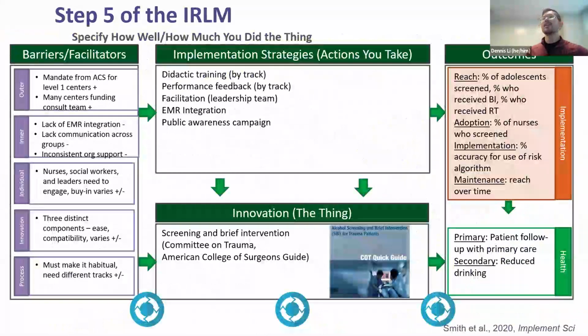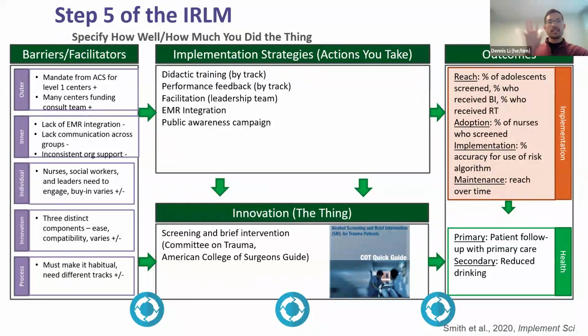Here is the IRLM for that case study. So through our process, we have identified the innovation, which is screening and brief intervention. We have looked at barriers and facilitators through our contextual inquiry. I've identified the implementation strategies that we want to use to address those barriers and facilitators, and we have identified outcomes by which we want to see changes in implementation.